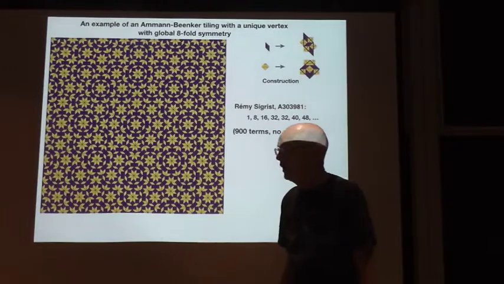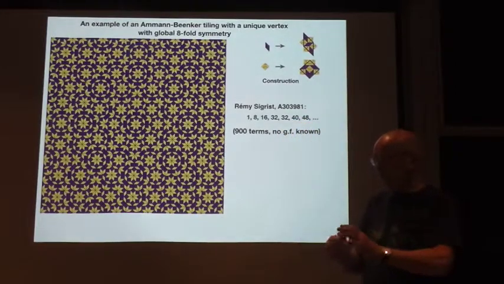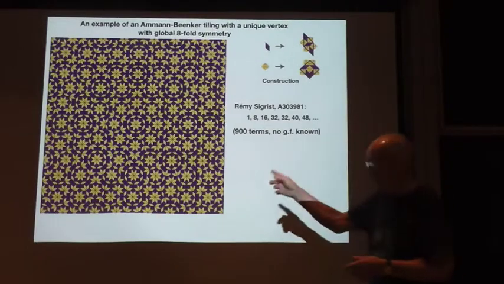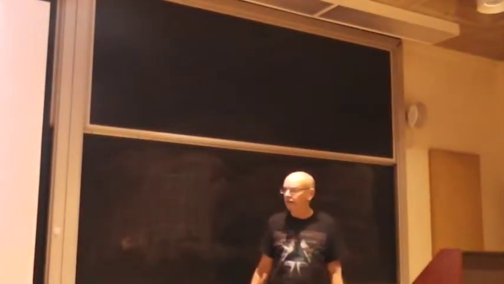Oh, so this may be a counterexample. The conjecture is, if it's a periodic structure, then it has a rational generating function. But this is definitely non-periodic, like the Penrose tiles. They can't be periodic because they've got the wrong kind of symmetry.